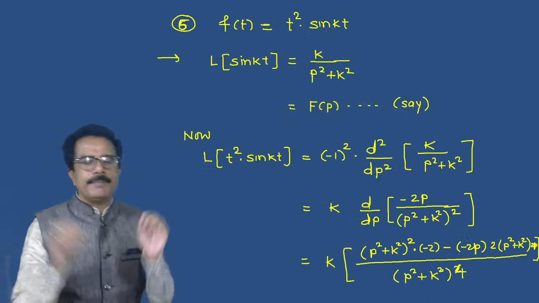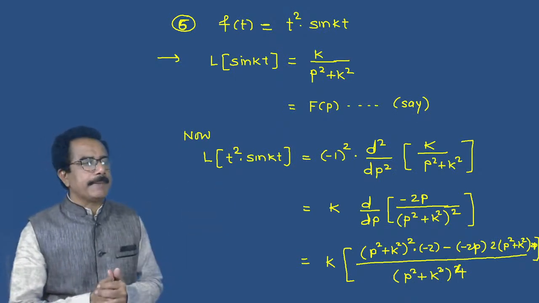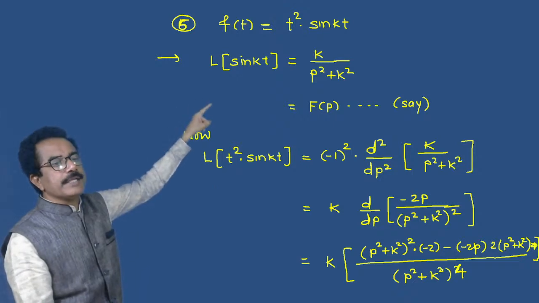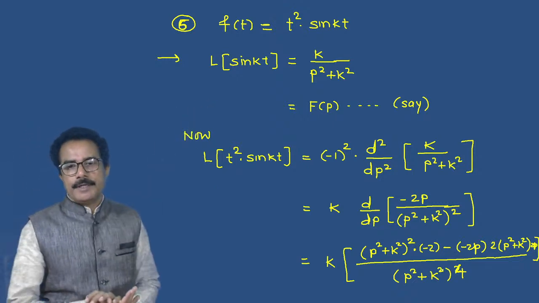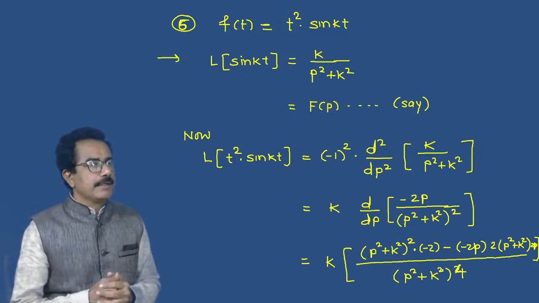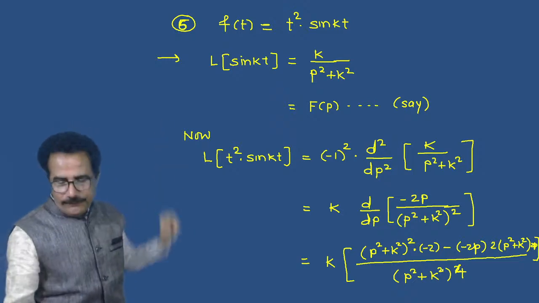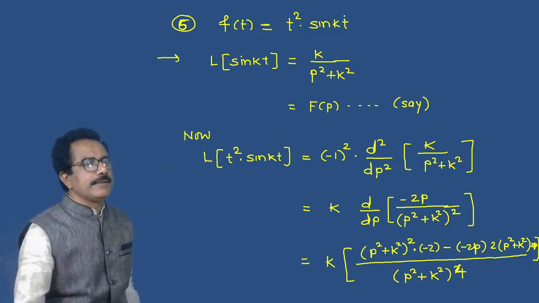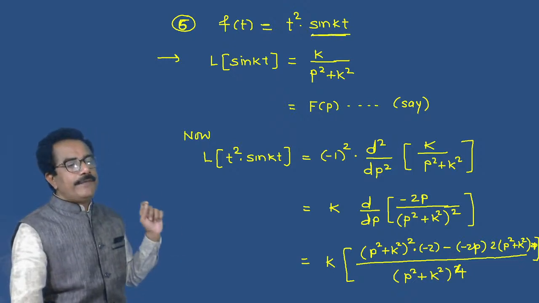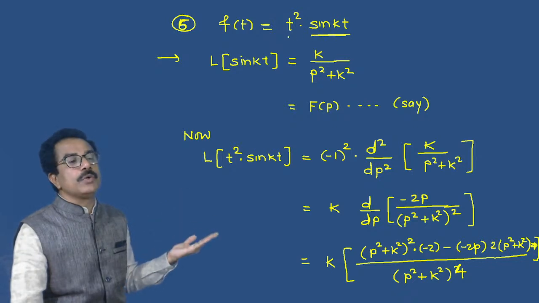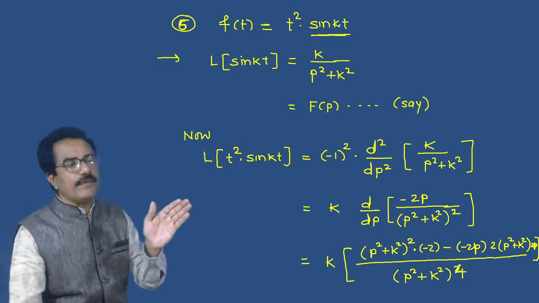Now we shall move towards the second problem. The problem is the same as the previous example. F of t, which is equals to t square into sin kt. This is problem number 6. Now our aim is to solve this problem. First of all, this is f of t. We have to reduce this into two parts. First part is sin kt, and then we have to use t square into f of t.